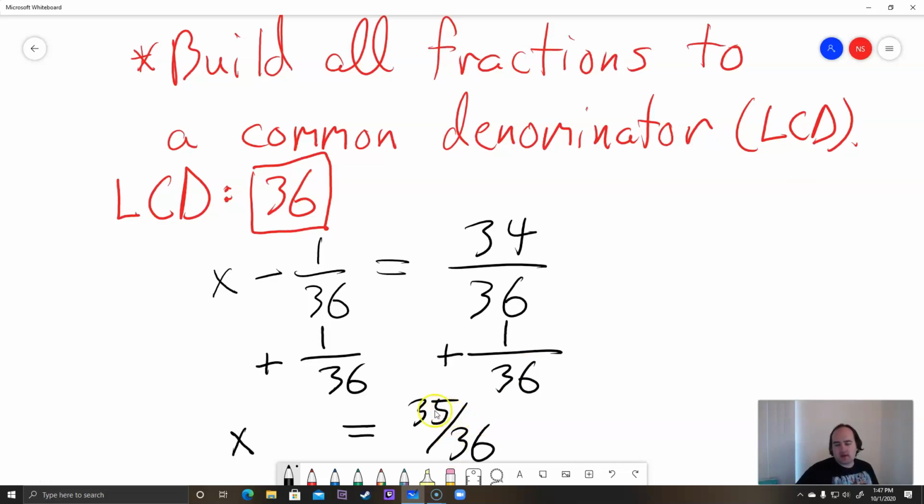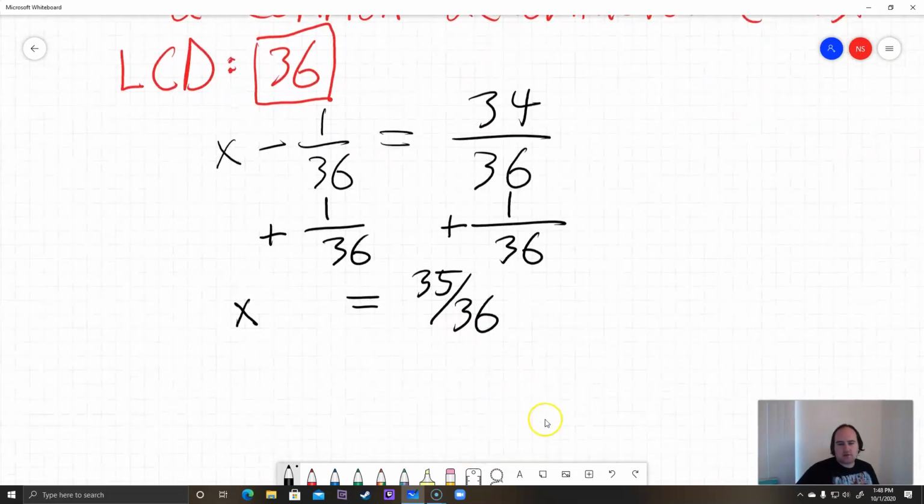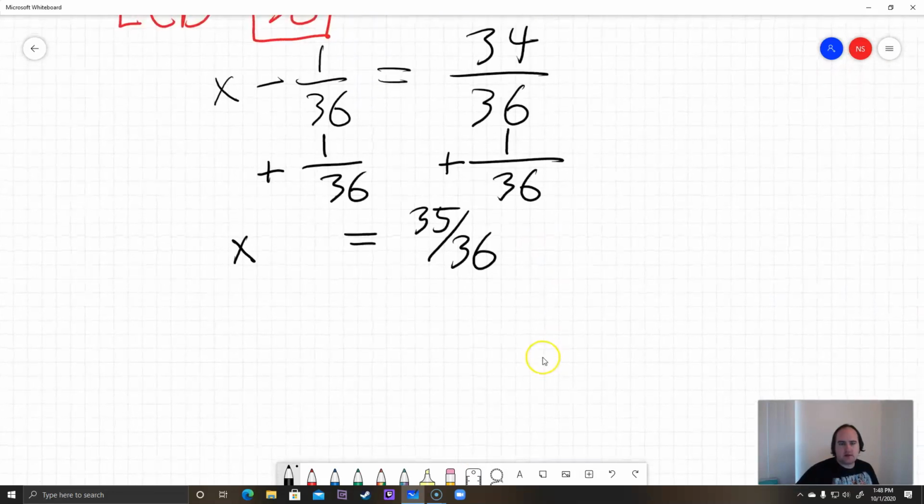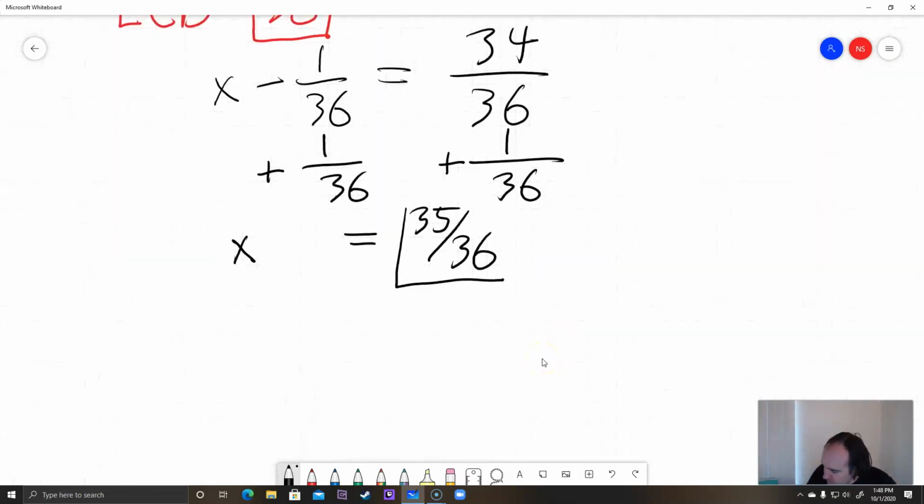All right, and these don't have any common factors because 7 times 5 is 35 and 6 times 6 is 36. So there's no common factors. So 35 over 36 is our answer. Okay, so that one's a little bit harder, but still supposed to be a relatively easy problem. So hopefully it's not too bad.